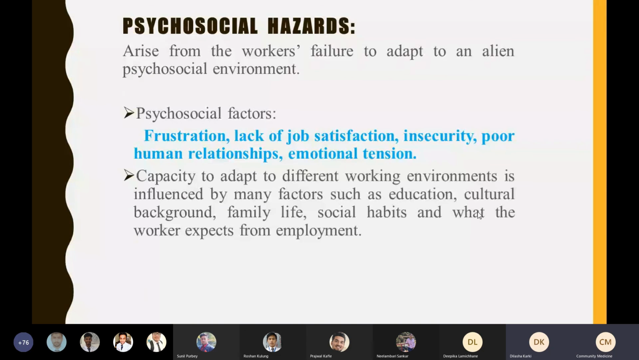Now next is the psychosocial hazard. As we talked initially, if there is no proper working environment, and the surroundings have many types of issues, then the workers can have different types of psychosocial hazards, like frustration, lack of job satisfaction, insecurity, or, because of low incentive and less salary, there might be some issues among the workers. So these are the different types of psychosocial hazards.